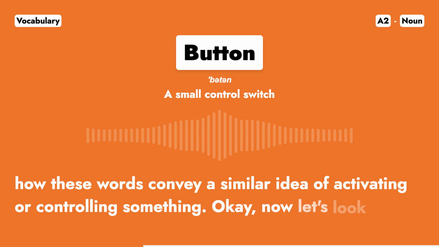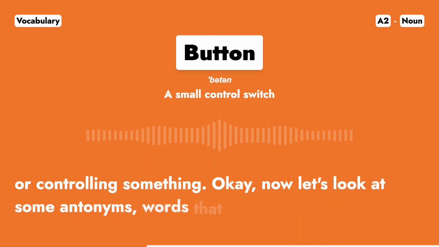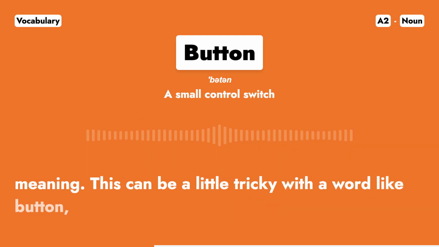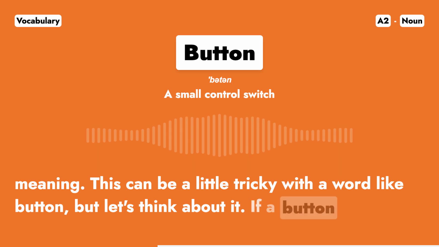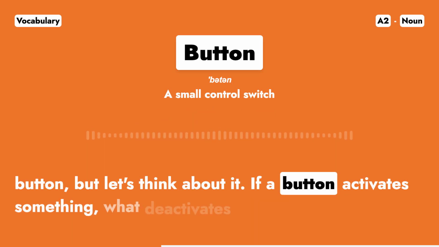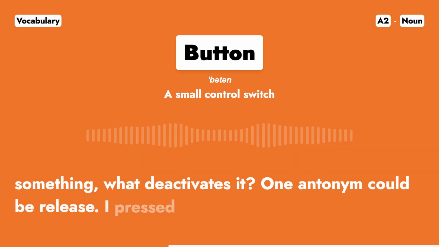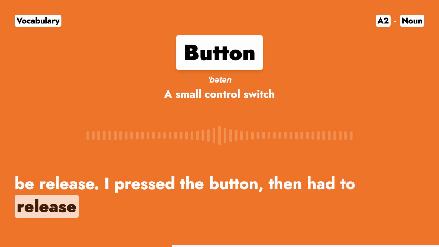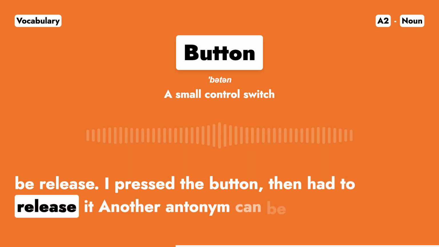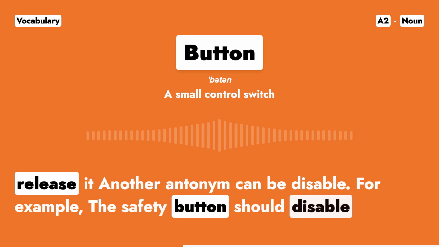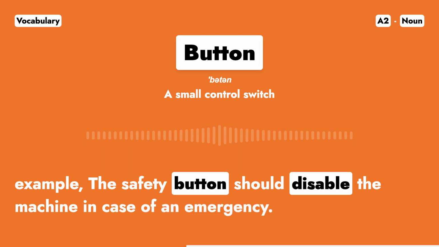Okay, now let's look at some antonyms, words that have the opposite meaning. This can be a little tricky with a word like button, but let's think about it. If a button activates something, what deactivates it? One antonym could be release. I pressed the button, then had to release it. Another antonym can be disable. For example, the safety button should disable the machine in case of an emergency.